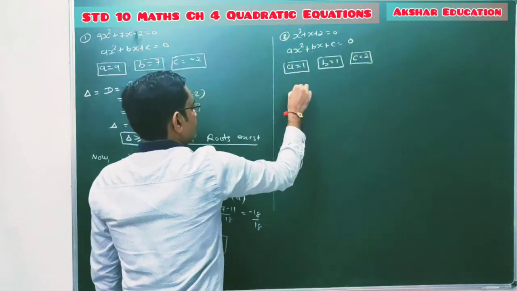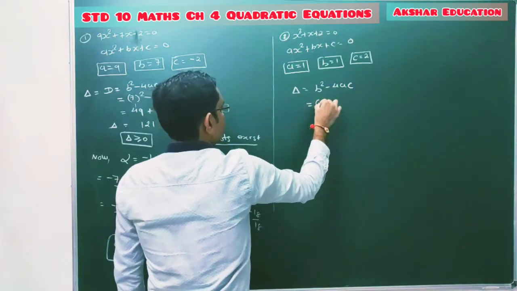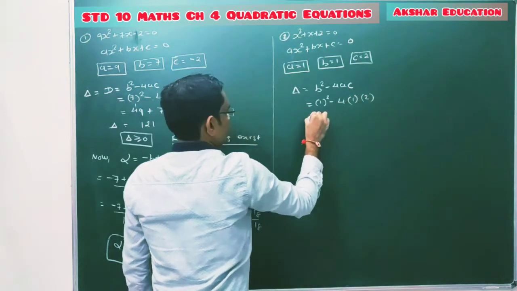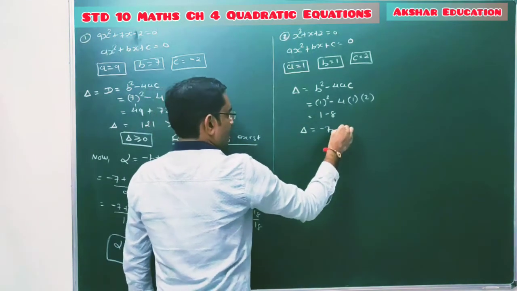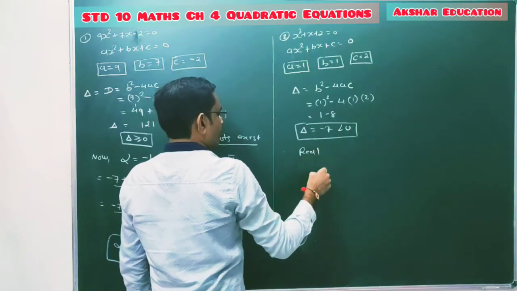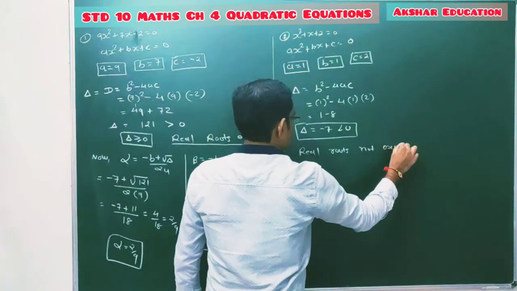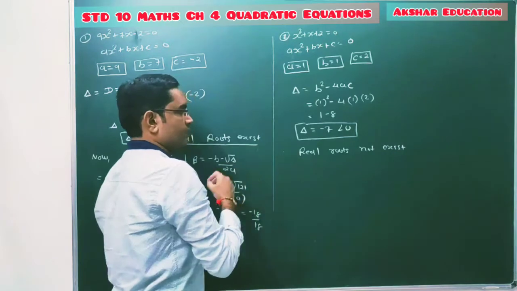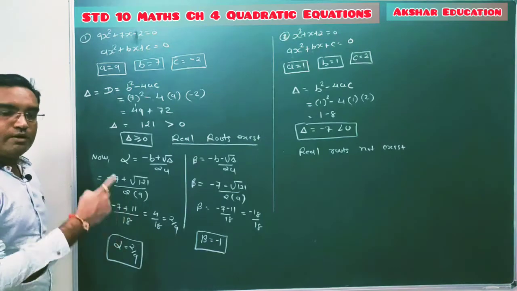Now find the discriminant delta, that is equal to b square minus 4ac. b square is 1 square, minus 4, a is 1, c is 2. This is 1 minus 8. The value of the discriminant delta is minus 7, which is less than 0. So delta is less than 0. So we can say that for this given quadratic equation, real roots do not exist. The equation has imaginary roots. We have to find only real roots, so no real root exists for this given equation. Clear students? Pause the video and note it down.